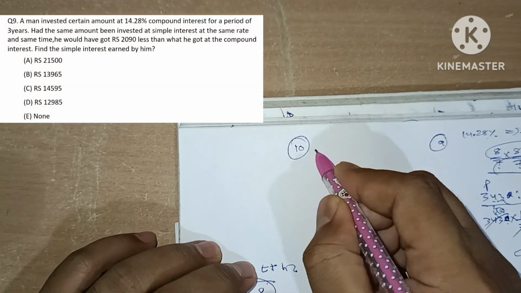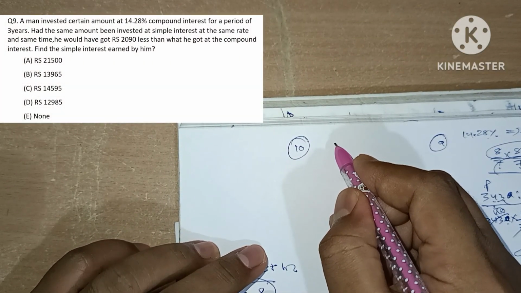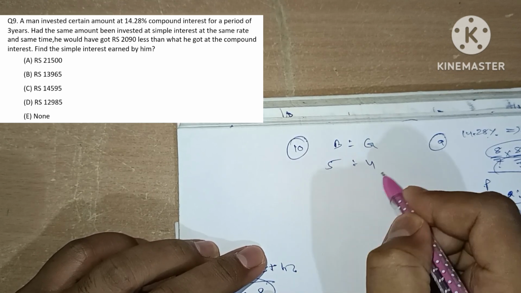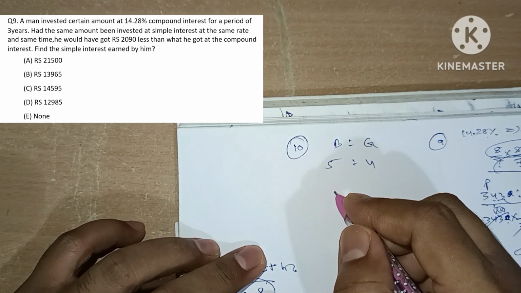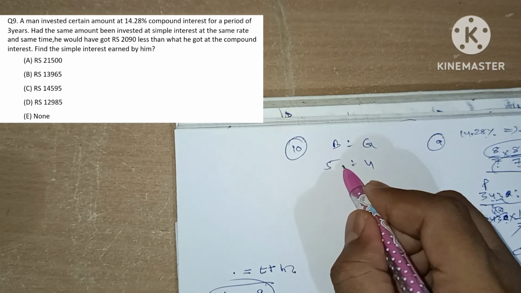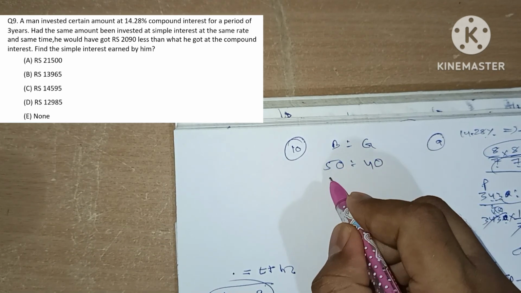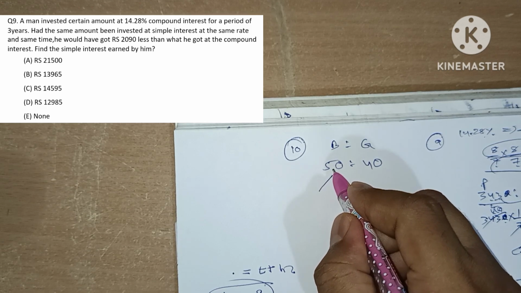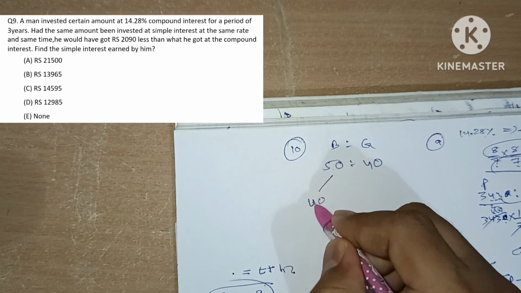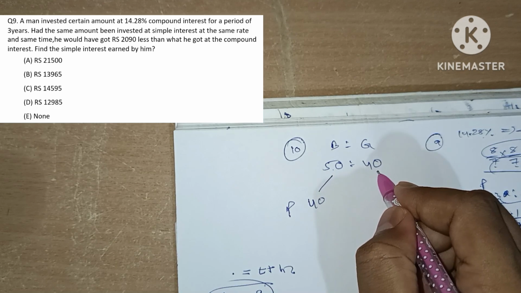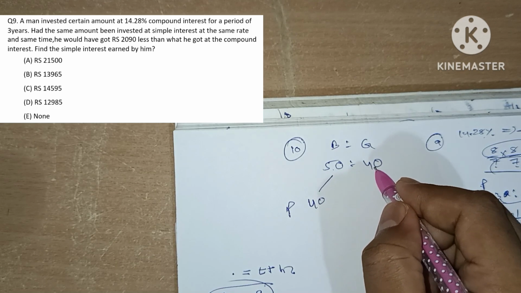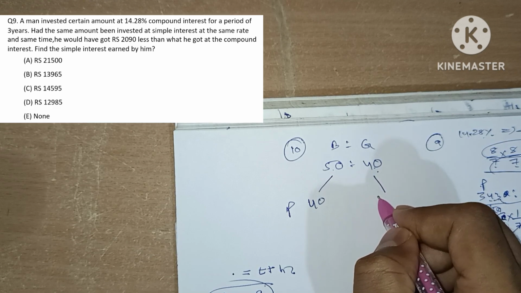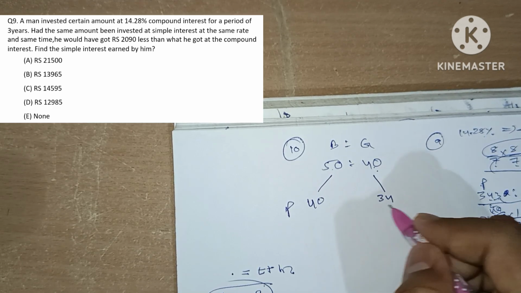Question number 10. The ratio of the number of boys and girls in the school is 5:4. So boys and girls are in the ratio of 5:4. If 20% of the boys and 15% of the girls failed in the examination, let's assume this as 50 and 40. 20% failed, so 20% means 10. 10 failed means 40 passed. Here 15% failed means 10% is 4 and 5% is 2, total 6 failed. So 6 failed means 34 passed.